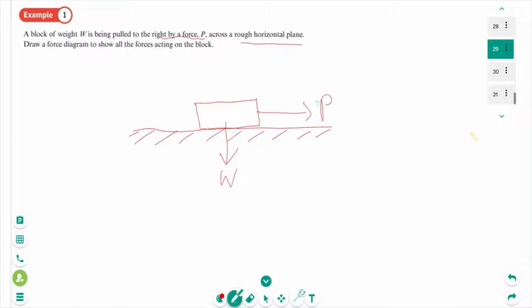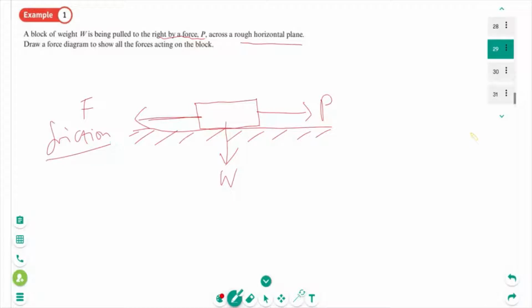If the plane is rough, that means there must be some friction reacting on the block. So the friction will oppose the motion. So we can indicate F, the frictional force. F is the friction from the plane acting on the body.